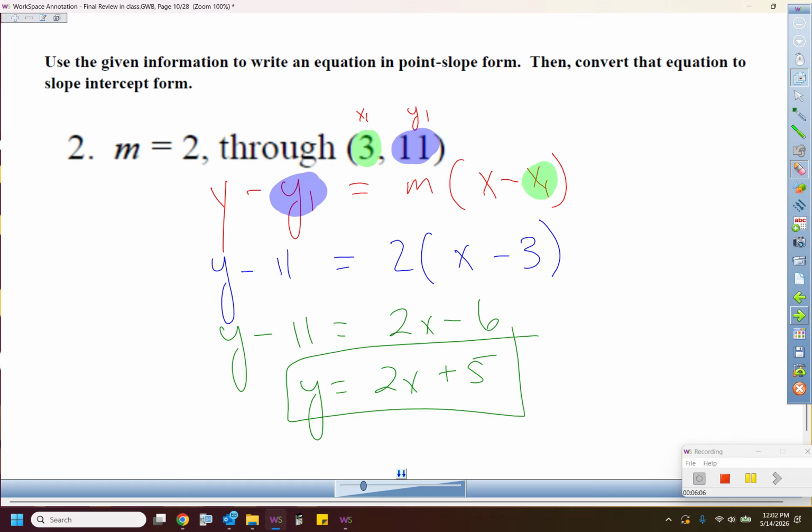Cool. Again, been a while, and algebra is probably not your favorite subject in the world. This is called slope-intercept form. Y equals mx plus b, and this is called slope. Cool. So let's do that again once you get me started.